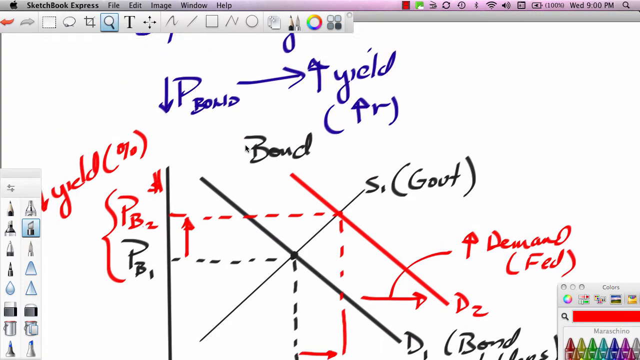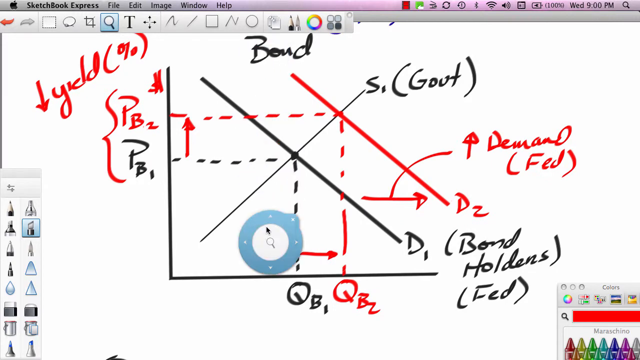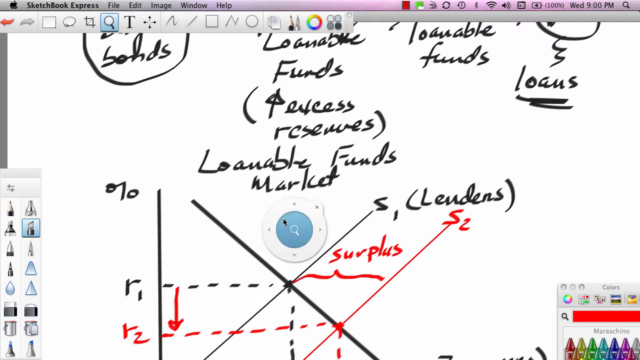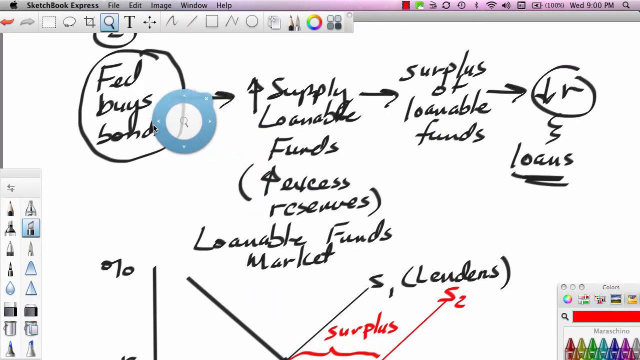So in other words, by injecting reserves into the banking system, what did the Fed do? The Fed has increased the supply of loanable funds, created a surplus of loanable funds, and pushed interest rates down. So car loan interest rates, home equity loans, consumer debt, where you're just going in and buying on credit card money, all these kinds of interest rates on installment debt should drop as a result of this.